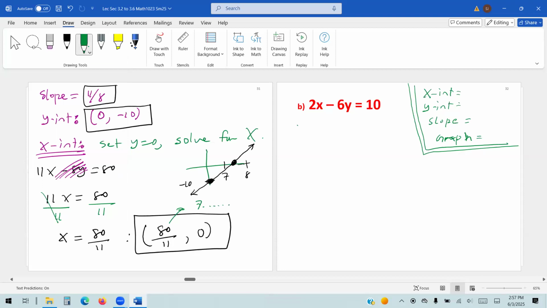Okay, let's do that together. Our goal is to isolate y so that we can see the slope. So what is our first step? If you want to get the y alone, what is our first step? Subtract 2x from both sides. We get negative 6y is negative 2x plus 10. Divide by negative 6. So we have y equals, now negatives cancel out.